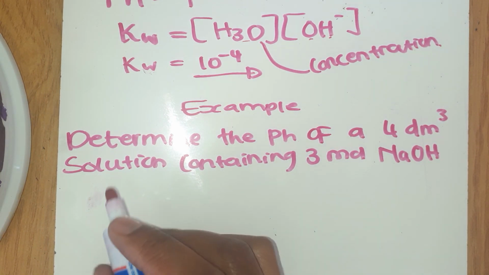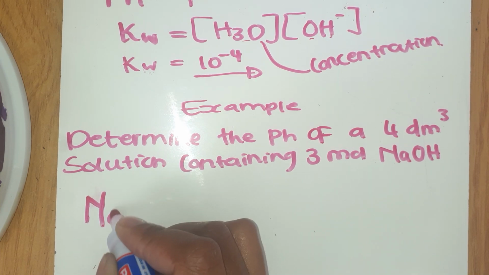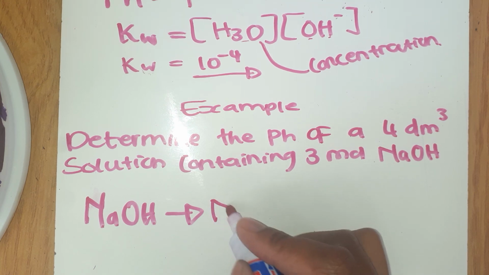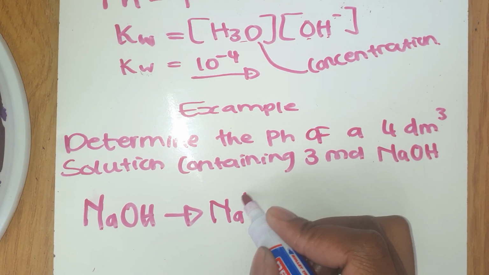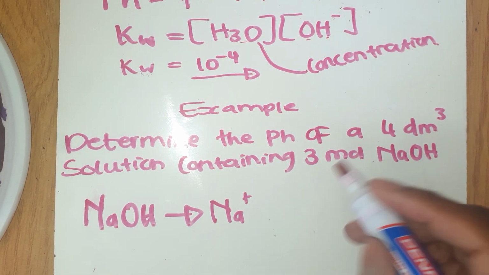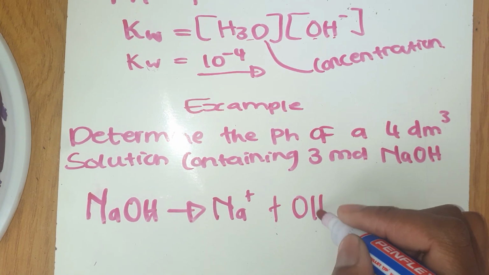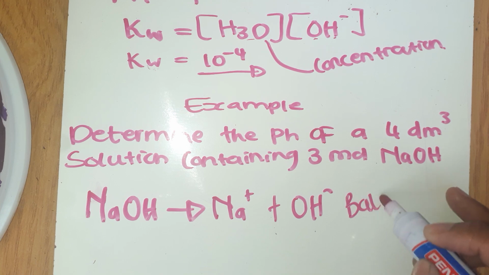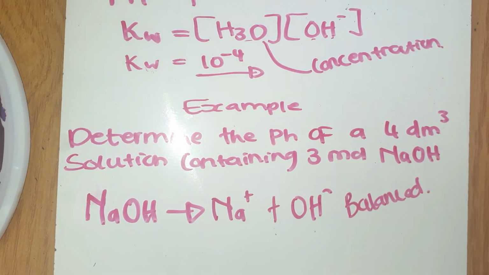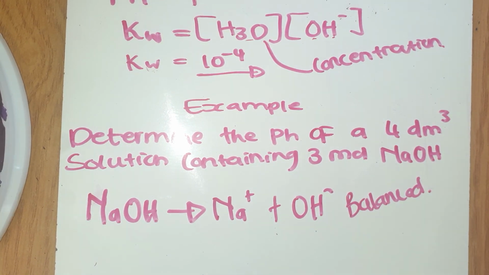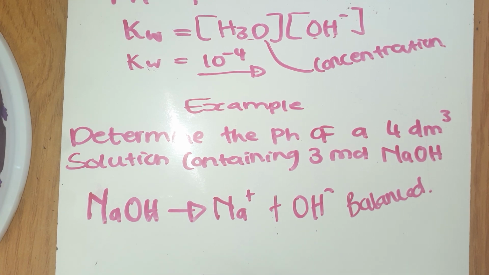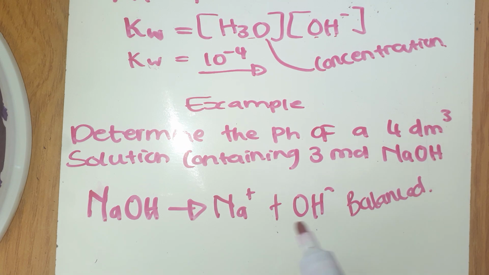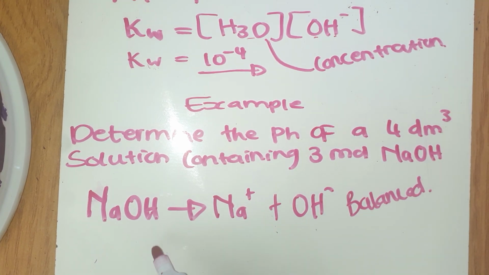Firstly, we have to do this reaction. That will be Na, this is the sodium salt, and this is plus OH. We have done that, and let's look, everything is balanced. Now that everything is balanced, we are able to substitute. Firstly, let's look for moles. So we'll look for the mole of OH.